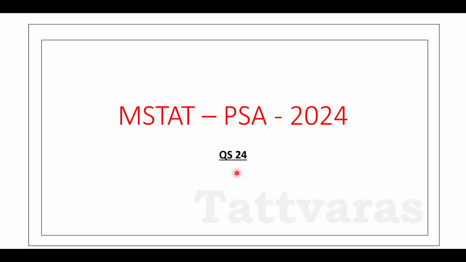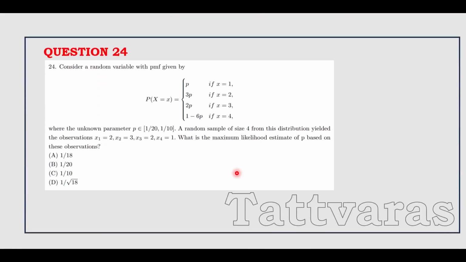So today we are going to discuss question number 24 from PSA 2024. The question says that we have a discrete random variable which has the PMF of this. Now we have an unknown parameter P which has a particular range, and we have a sample of size 4 with these observations. We need to find out what is the maximum likelihood estimate of P based on these observations.